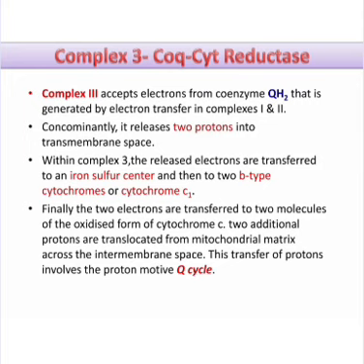2 additional protons are translocated from the mitochondrial matrix across to the intermembrane space. This transfer of protons involves the proton motive Q cycle.